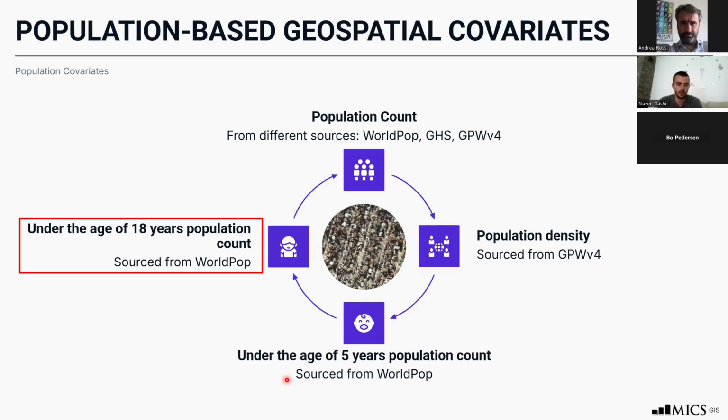Now WorldPop has released the under 18 layer as well just 2 weeks ago, and we as MICS immediately started using this one in our calculation, because as the MICS program we have the questionnaires for the under 5, and then we have the 5 to 17. And then for the grown-ups, from 15 to 49 years old. That is why for us it's very important to include the population count layers for under 5 and under 18. But I paid different attention to the under 18 because in the past this was not available.